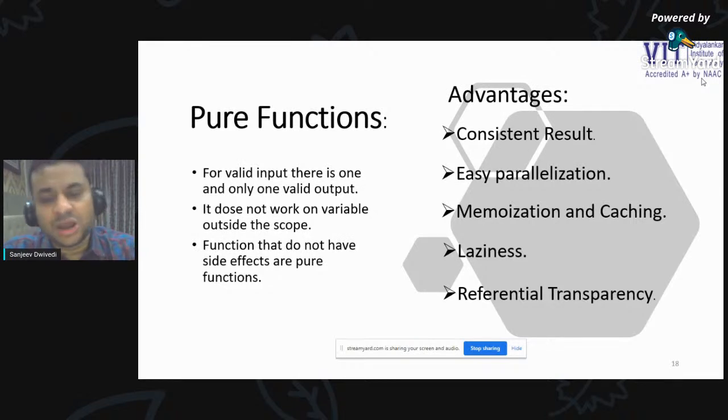In a program we have a lot of functions. When we talk about normal functional programming, we will have lots of functions. And there we can use referential transparency to do substitution.